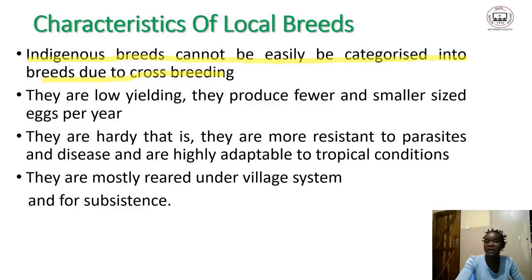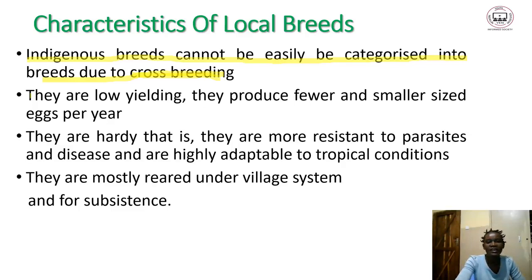Another characteristic is why we may have different local breeds. In terms of the color of the feathers, we have so many colors. This is because of cross breeding, so it is really difficult to categorize these breeds. Otherwise, we may have 100 breeds of indigenous chicken if we can rely on the color of the feathers.